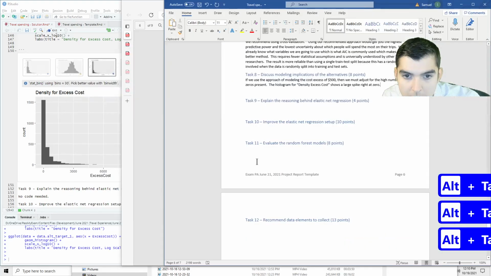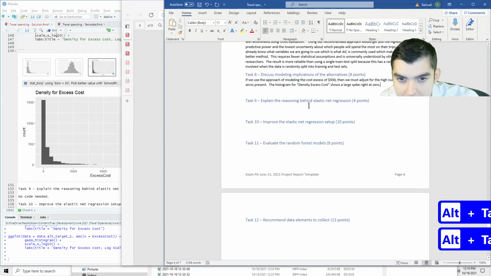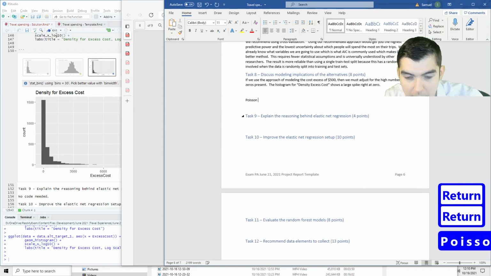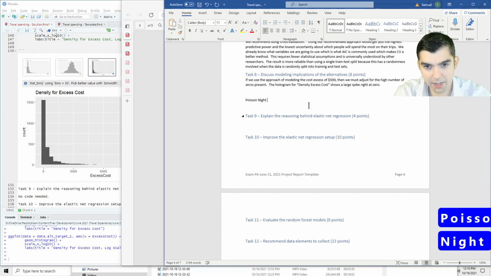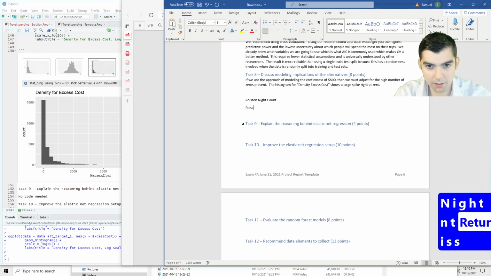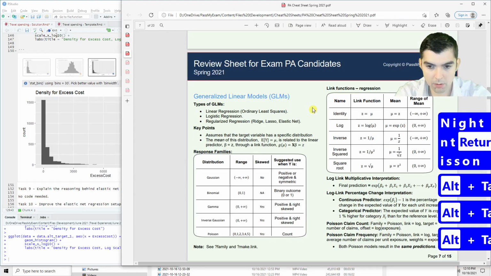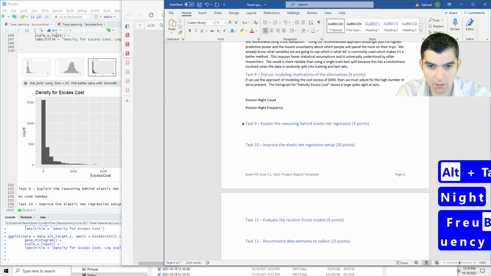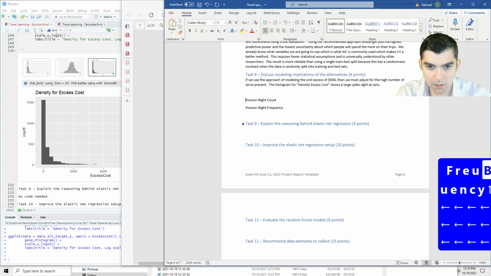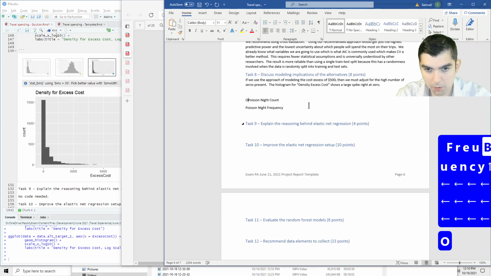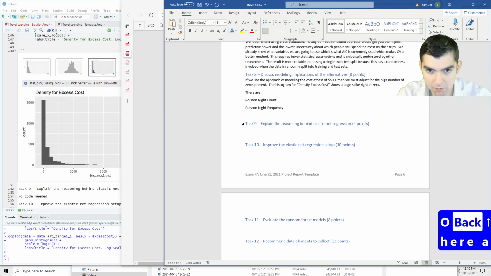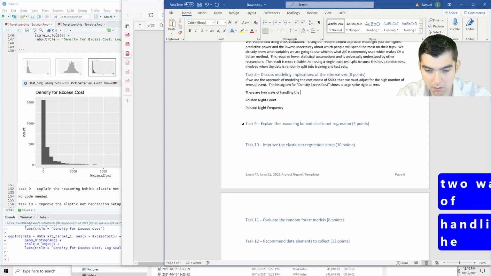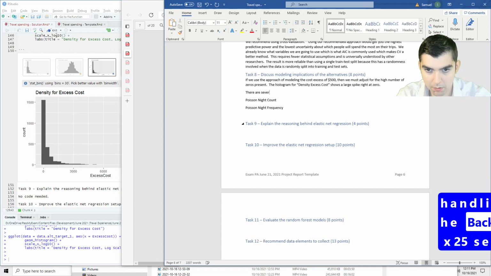So you have two models. We have a Poisson night count and Poisson night frequency. There are several ways.